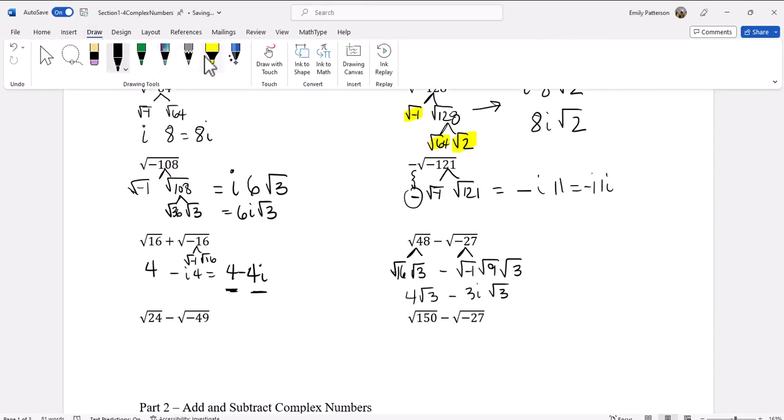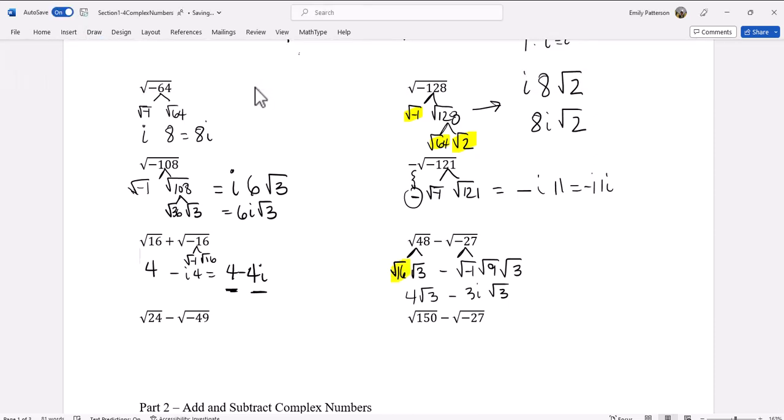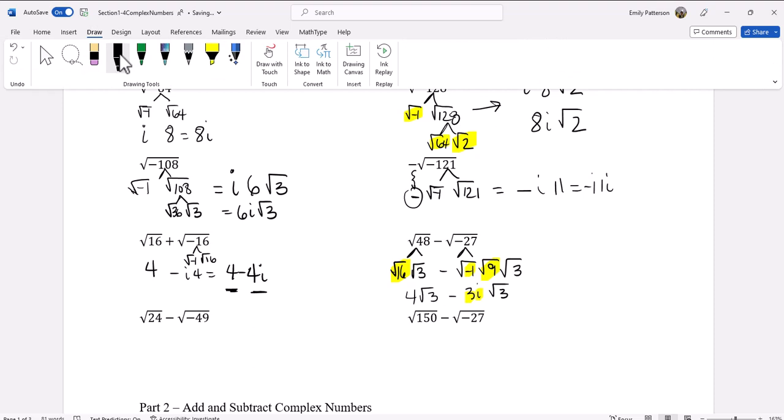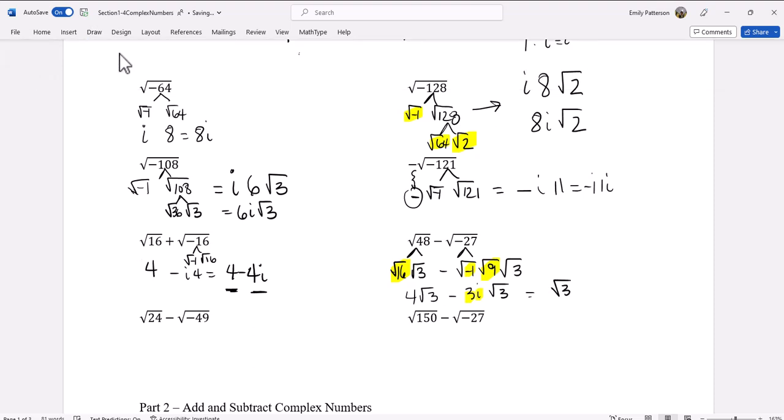So if you noticed, we broke it down into what we could take the square root of and what we couldn't. The square root of 16 was 4. In this case, we have the square root of negative 1, which is represented by i, and the square root of 9, which is represented by 3. And so we have these two components. Now you can combine these, keeping in mind that they both have a common radical of square root of 3. So I will accept it this way, or you can also factor out the square root of 3 and say square root of 3 times 4 minus 3i.